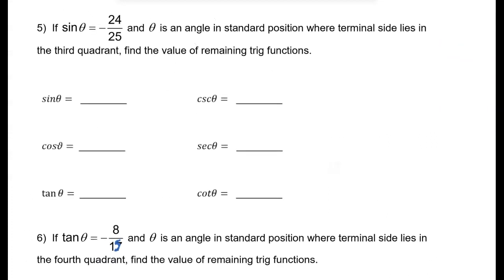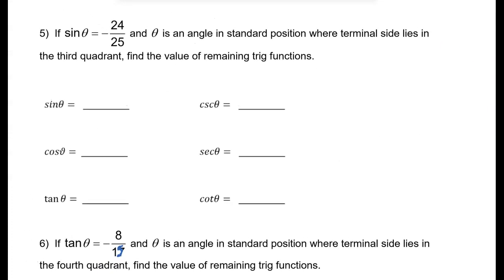Okay, reading is also huge on this one. Look at the next one. It says the sine of an angle, so sine of theta, is negative 24 over 25. And theta is an angle in standard position where the terminal side lies in the third quadrant. Okay, so let's make sure we know what we're doing here.